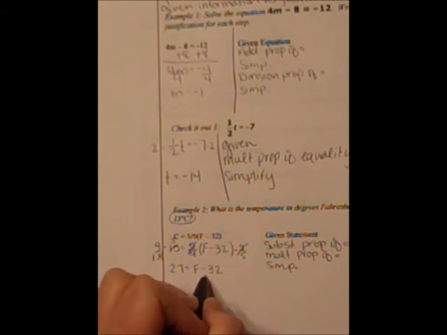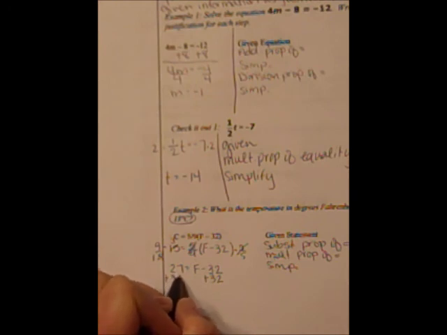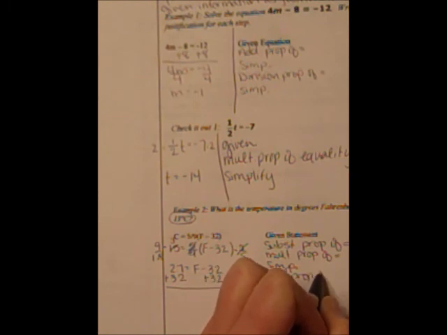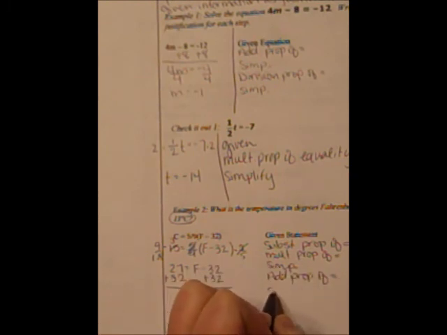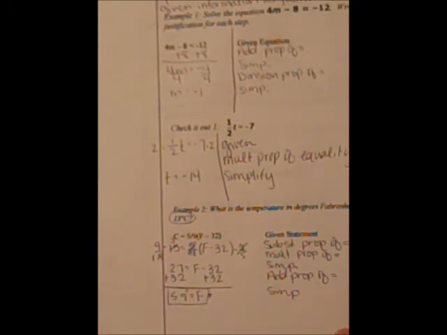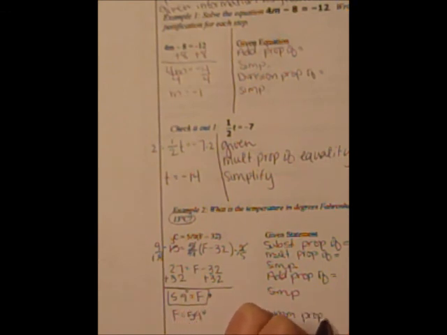So from here, I would want to add 32 to both sides. So what did I use? I used the addition property of equality. And then I'm going to simplify. So F is equal to 59 degrees. Okay. If you prefer to write your answer F is equal to 59 degrees this way, then you just need to add that last step of symmetric property of equality to show that all you did was flip them around. Okay, good.